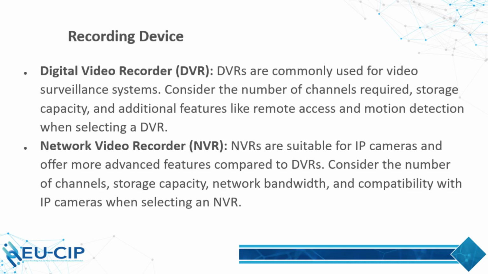Popular recording devices include digital video recorder, DVR. DVRs are commonly used for video surveillance systems. Consider the number of channels required, storage capacity, and additional features like remote access and motion detection when selecting a DVR. Network video recorder, NVR. NVRs are suitable for IP cameras and offer more advanced features compared to DVRs. Consider the number of channels, storage capacity, network bandwidth, and compatibility with IP cameras when selecting an NVR.